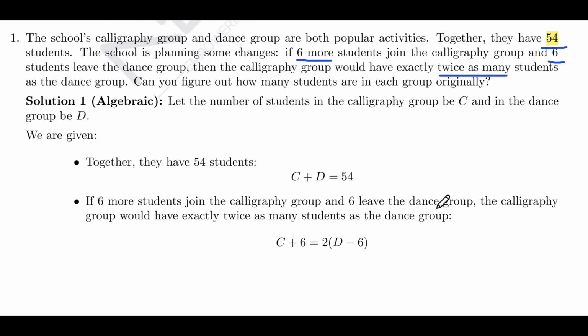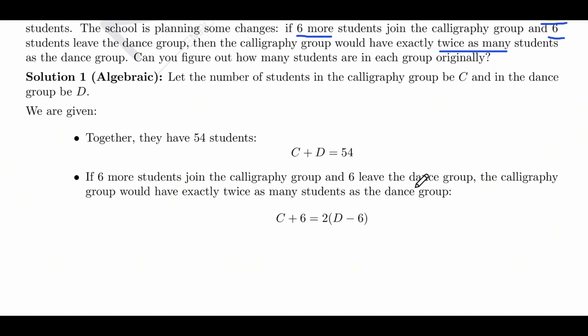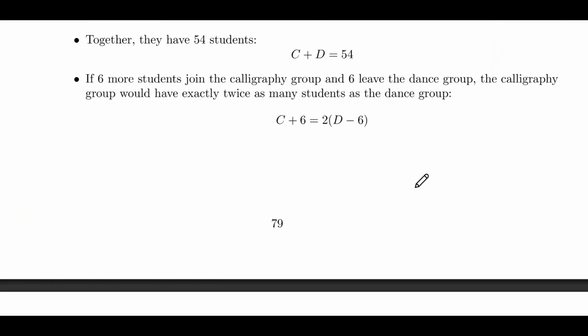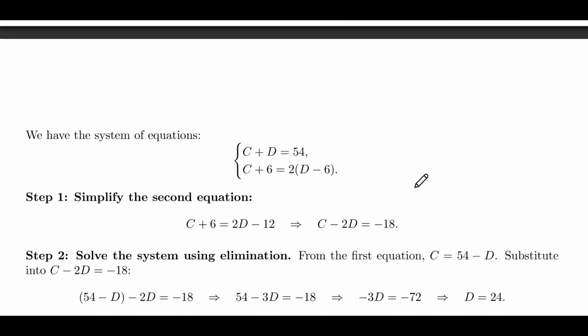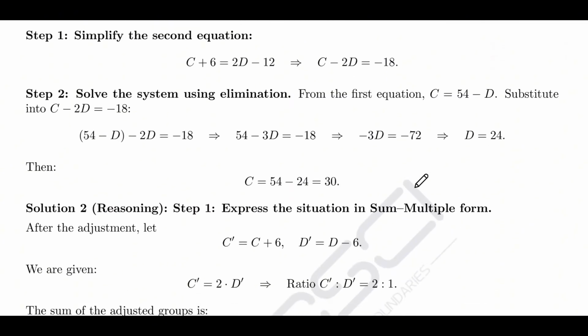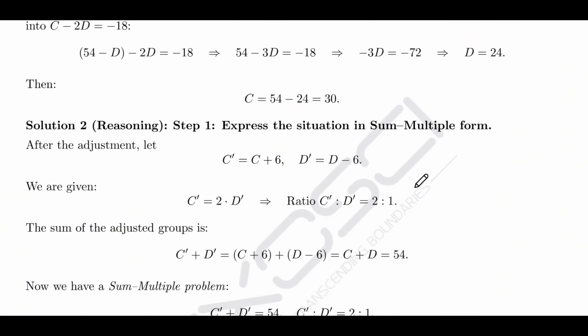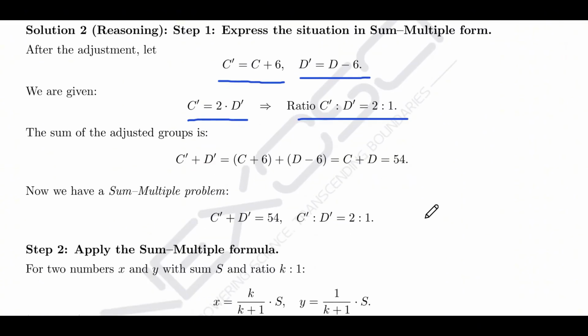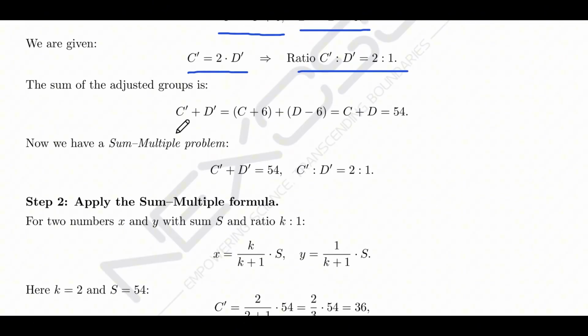Think about the total number of students first. If 6 people join and 6 people leave, the total remains unchanged at 54. In this hypothetical new situation, the calligraphy group is double the size of the dance group. So, if we imagine the dance group as 1 share, the calligraphy group represents 2 shares. Together, that makes 3 shares in total. If we take our total of 54 and divide it by 3, we get 18. This means that in our hypothetical scenario, the dance group has 18 students.